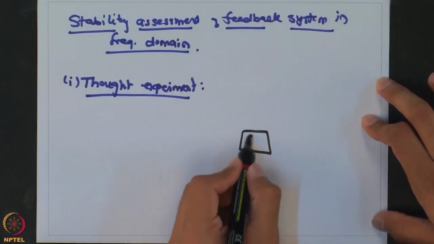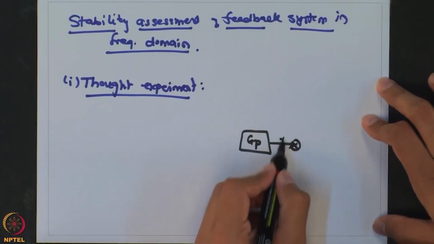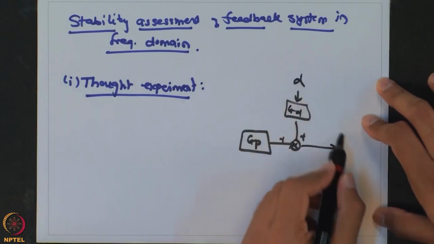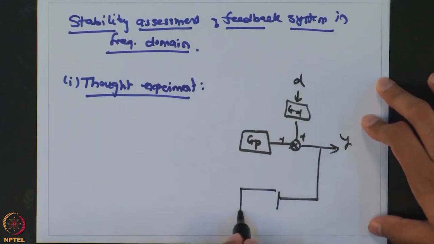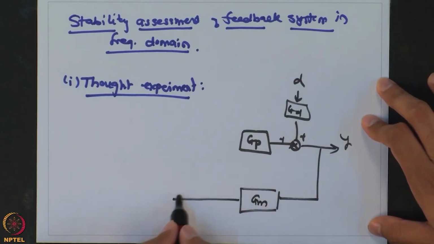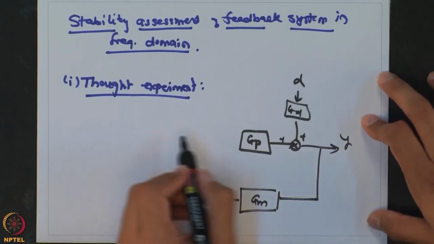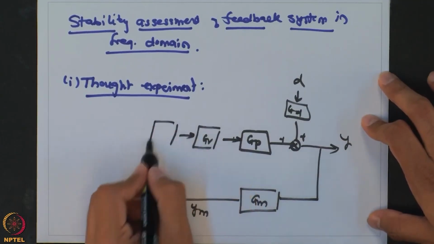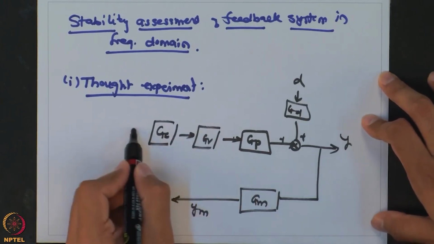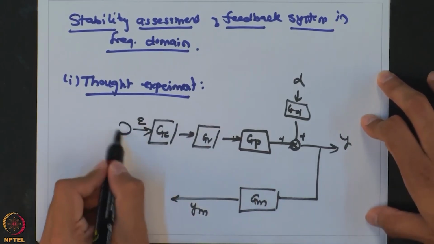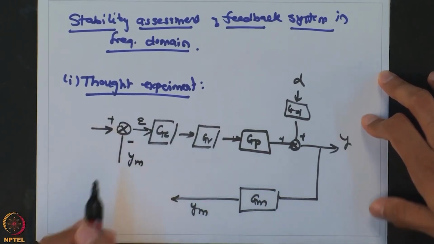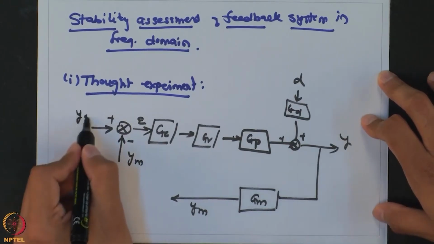Let us start with a feedback system. This is our process GP. This is the disturbance transfer function. This gives you output Y. Then you have a measurement, and then this measured output. If we go back from here, you have the valve transfer function. Before that, we have the controller transfer function. And this is the error, which is the difference between the measured value and the set value.